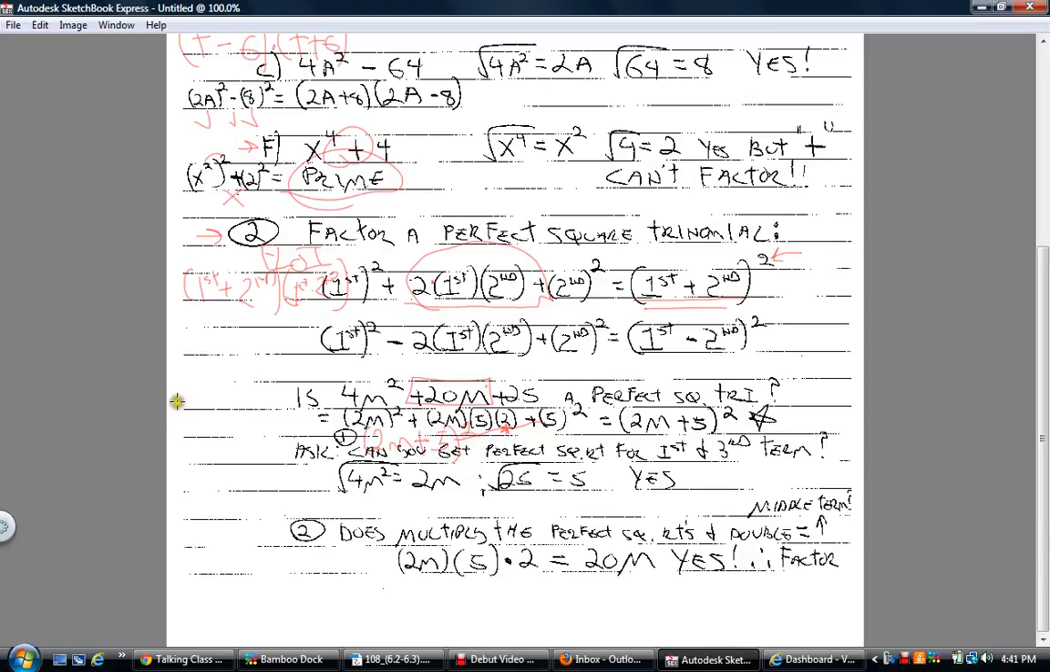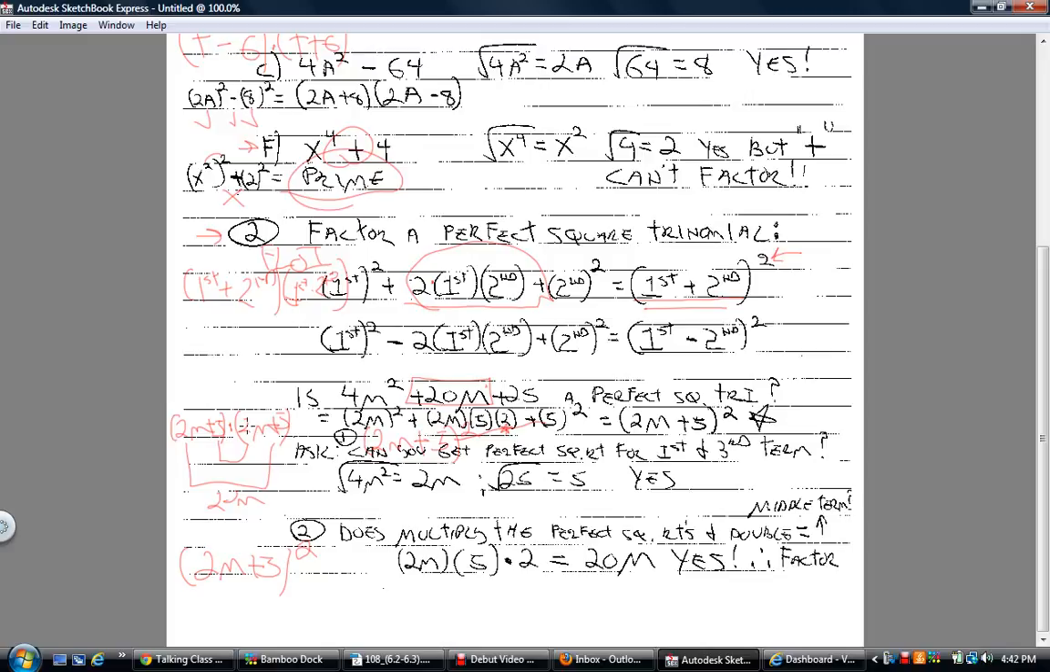Okay, now let's just say you're like, yeah, whatever, but I want to use reverse FOIL. Okay, let's practice it. If you were going to do reverse FOIL, you'd give yourself two parentheses. What times what is 4m squared? You'd write 2m. Then you'd say what times what is 25, and you would probably write plus 5, plus 5. You do the outer and the inner, and bingo, you'll come up with 20m, and your final answer would be 2m plus 5. Now the shorthand notation is to square it, and not leave it in two binomials being multiplied. Okay, so that is a perfect square trinomial.